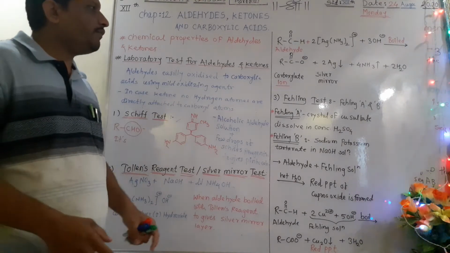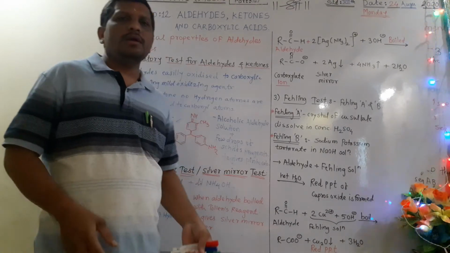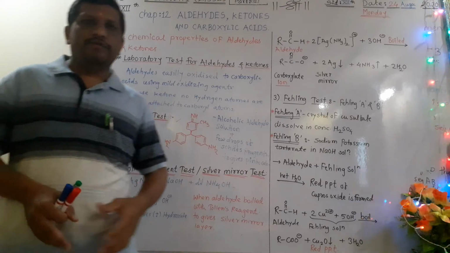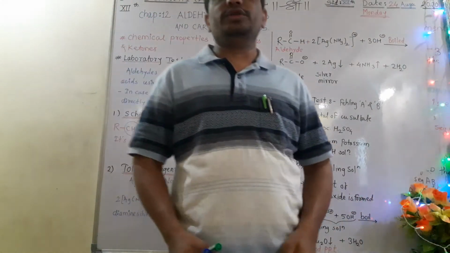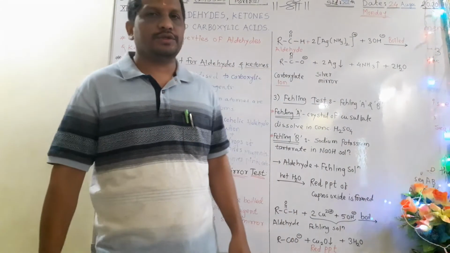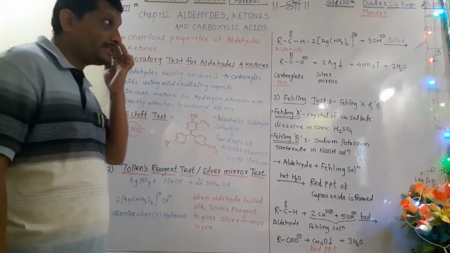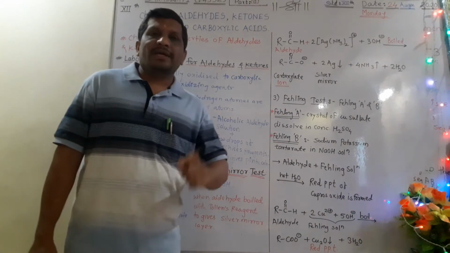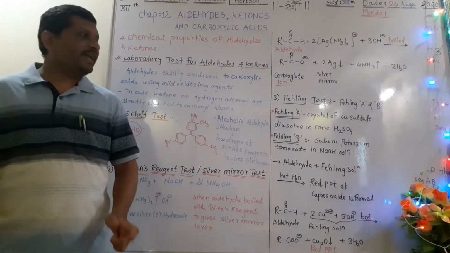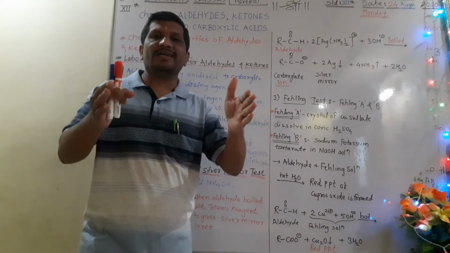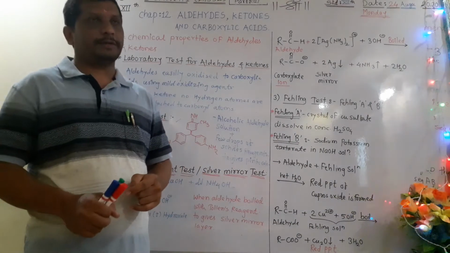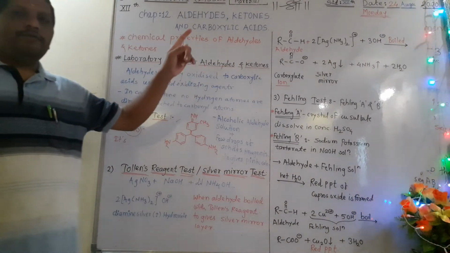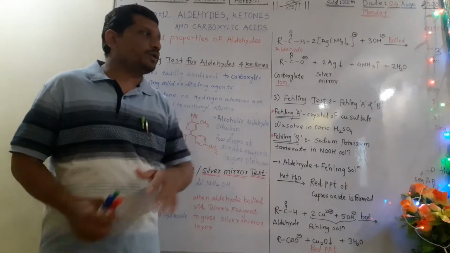Now next is the Fehling's test. There are two types of Fehling's solutions: first, Fehling's A solution, and Fehling's B solution. What is the difference between Fehling's A and B? Fehling's A is crystals of copper sulfate dissolved with concentrated H2SO4 solution. This is called Fehling's A solution.